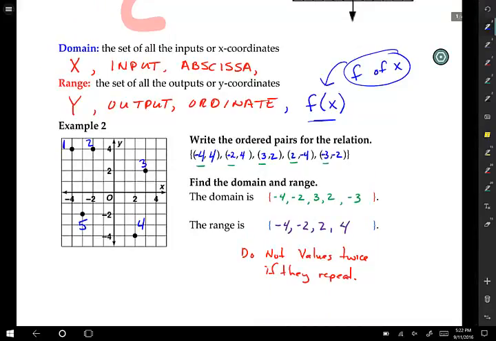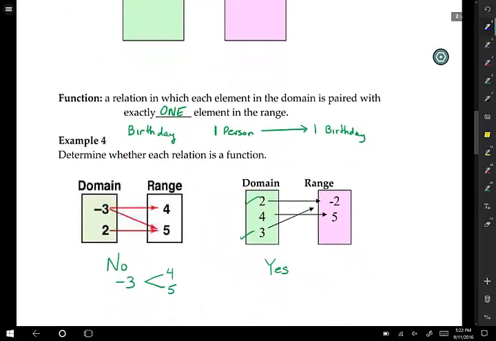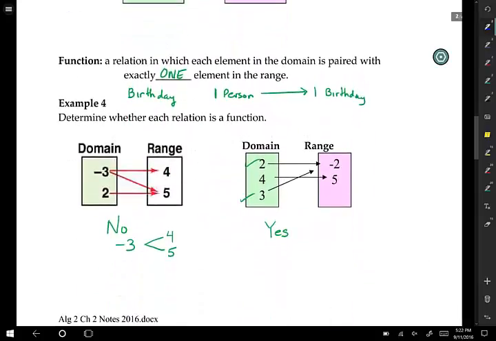Remember, a relation can be any set of points. It doesn't matter. Realize that we write the domain and the range. We do not repeat values. And then as we're making a mapping diagram, we merely label at the top. It is important to label what the domain is and what the range is. And then we list the domains on the left, the ranges on the right with arrows going back and forth. A function, very simply, is a relation in which each element is paired with exactly one element in the range. Remembering the idea of having a birthday, and many people can have one birthday, that's acceptable, but one person cannot have many birthdays.